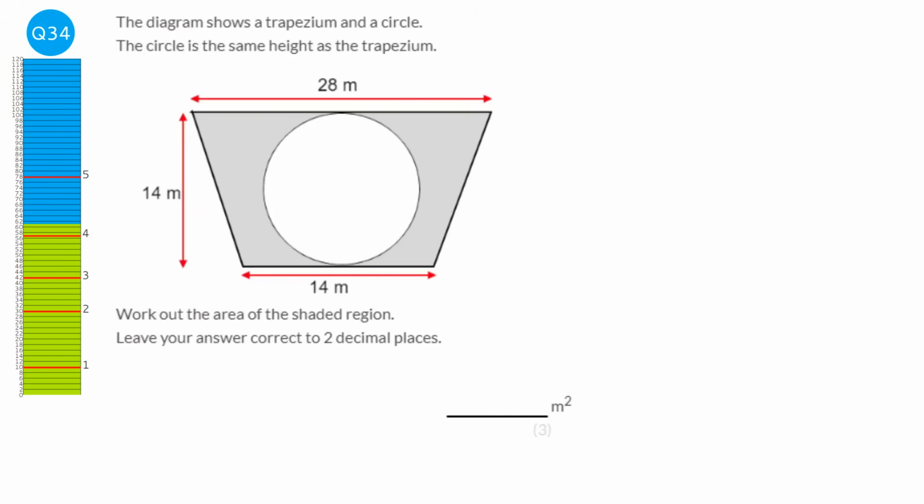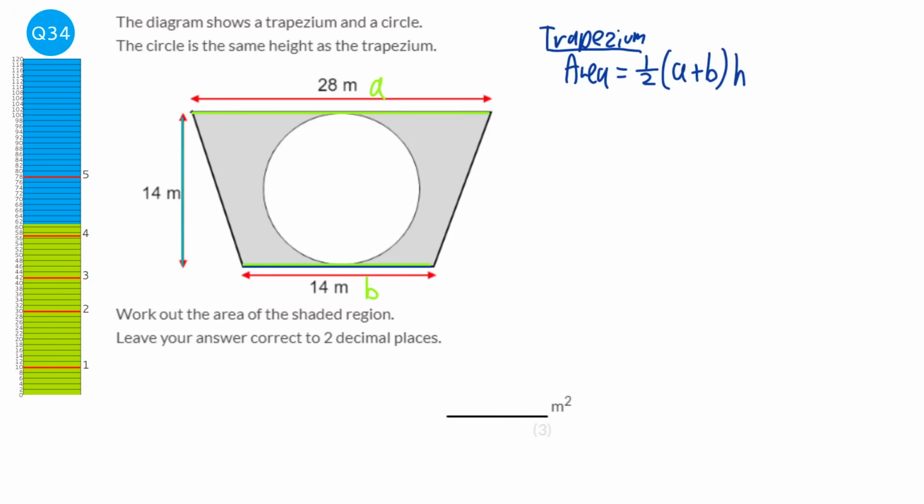So the first thing we're going to do is work out the area of the trapezium. And the formula for that is half brackets a plus b times h. Now a and b have to be the parallel sides. So here we've got the two parallel sides here. Just pick a different colour. Here and here. So that is a and b. And then the h is the perpendicular distance between them.